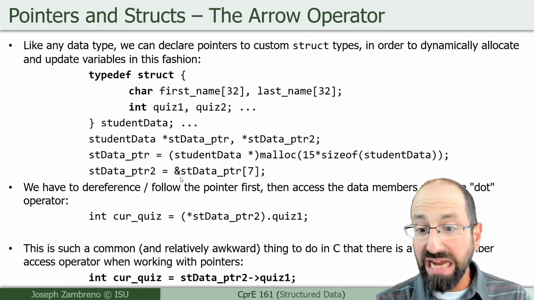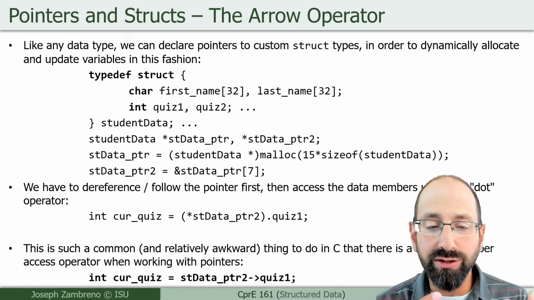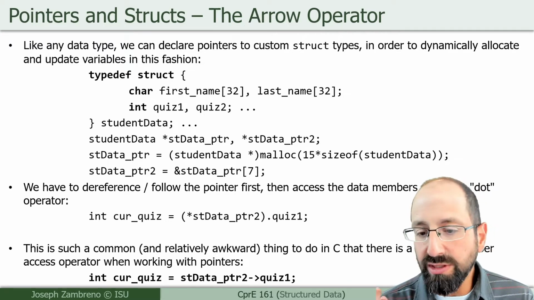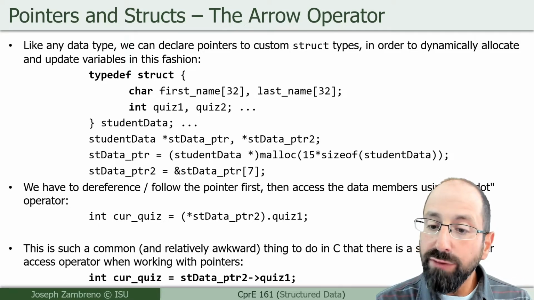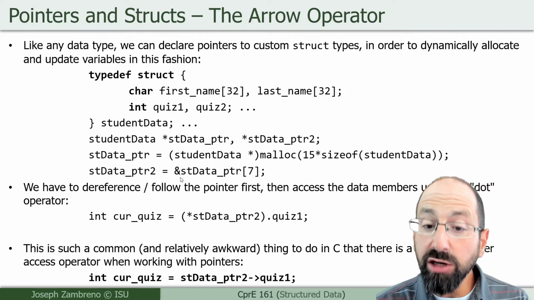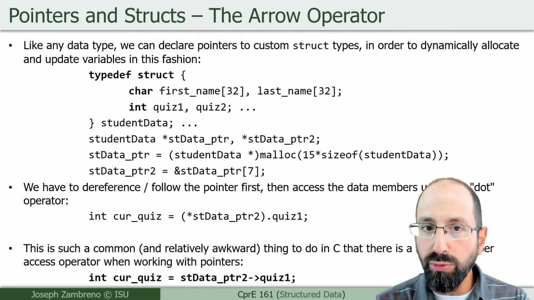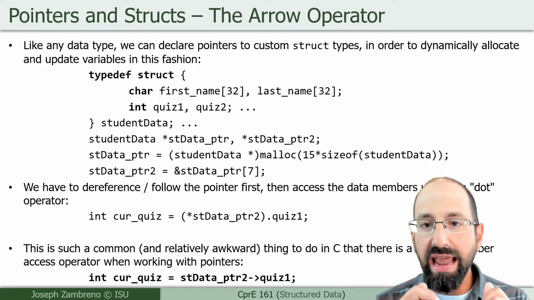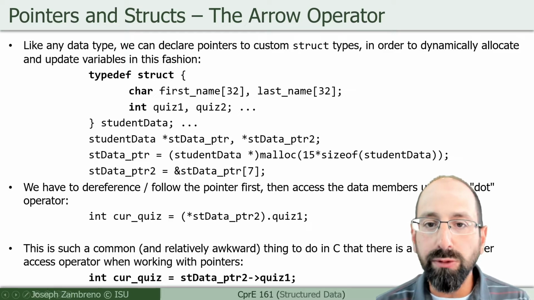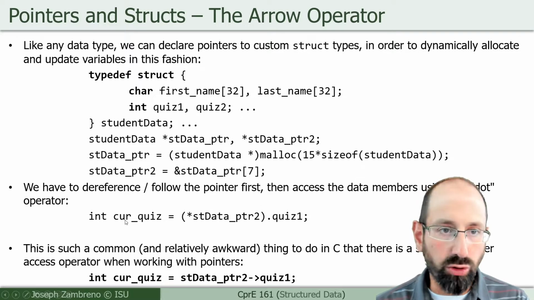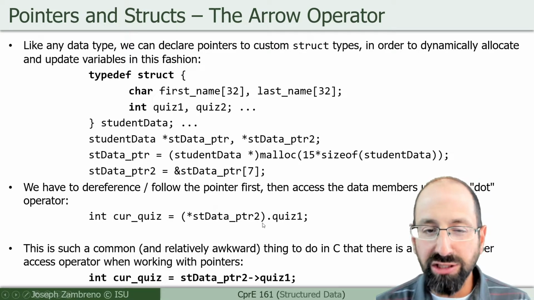And similarly, if we want to actually grab the address of some other variable, be it an element in an array or just a single scalar variable of that type, we can also use that address, that ampersand operator, and store that result as a pointer. Once we have those pointer types, though, we have to be a little bit careful with our syntax. We have to dereference or follow the pointer first, and then we can use the data access operator, that dot operator. So syntactically, it would look like the following, where we want to grab a quiz value from a pointer to that student structure. We have those parentheses here to indicate we're actually following that pointer first.